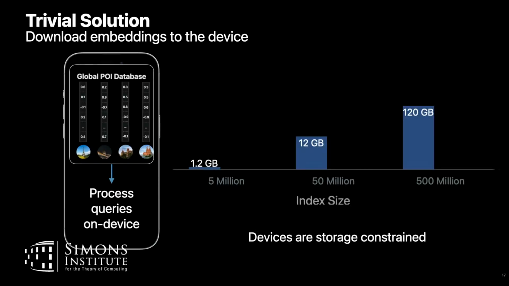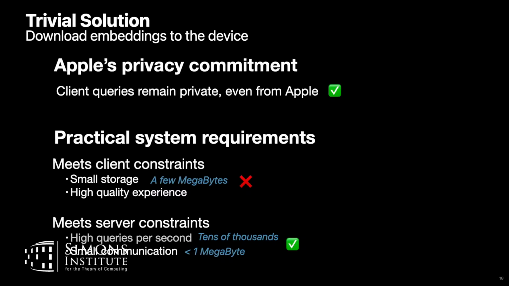But here's a graph of how this storage could grow from 5 million up to 500 million. And these are very, very real numbers for the type of indexes for these kinds of use cases. And so we realized that, no, we do need to send queries to the server if we are to power these kinds of experiences. Parroting what I said in the last slide, in this solution the client queries would remain private, but we don't meet the small storage requirement, and we don't meet the high quality experience.